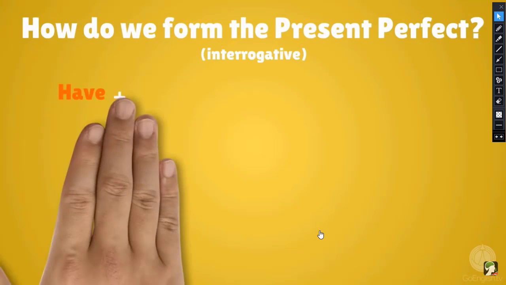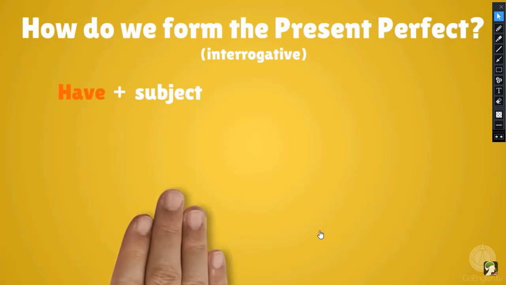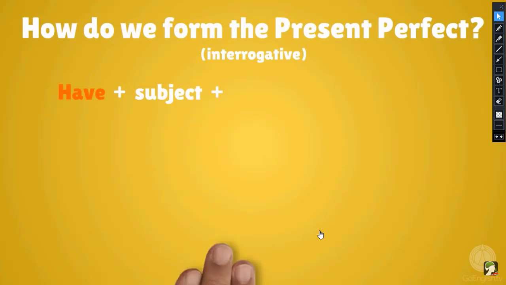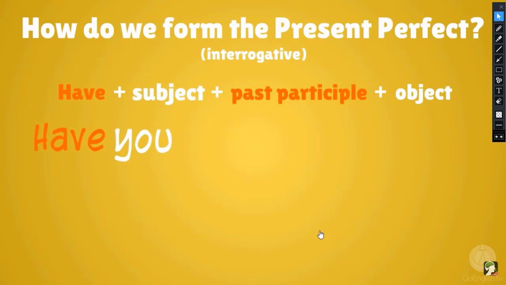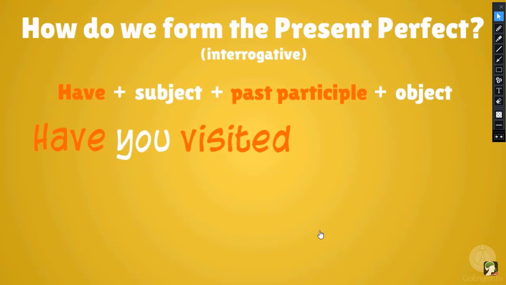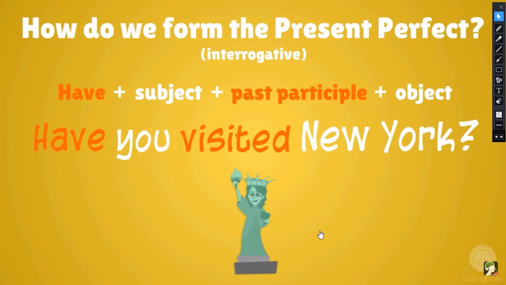And now, how do we make questions with the present perfect tense? We start with have or has plus subject plus the past participle plus the object. Such as, have you visited New York? Have you visited New York?